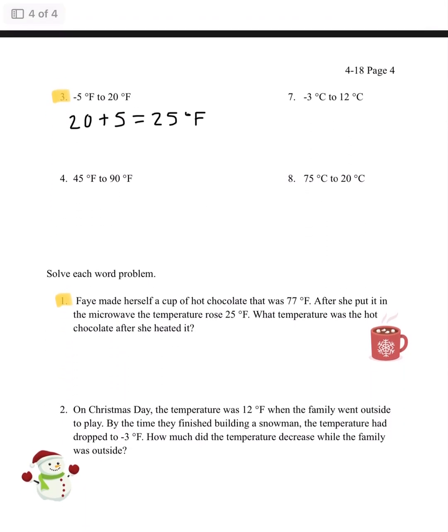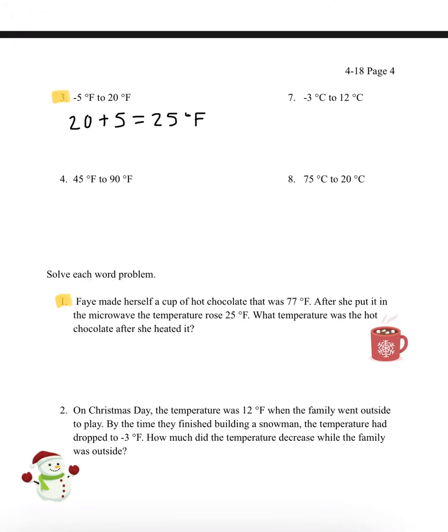Lastly, we have a word problem. I'll be going over number 1. It says, Faye made herself a cup of hot chocolate that was 77 degrees Fahrenheit. After she put it in the microwave, the temperature rose 25 degrees Fahrenheit. What temperature was the hot chocolate after she heated it?